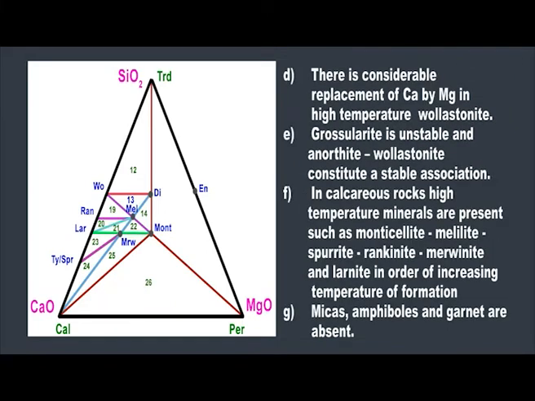D. There is a considerable replacement of calcium by magnesium in high temperature wollastonite. E. Grossularite is unstable, and anorthite and wollastonite constitute a stable association. F. In calcareous rocks, high temperature minerals are present such as monticellite, melilite, spurrite, rankinite, merwinite and larnite, in order of increasing temperature of metamorphism. G. Micas, amphiboles and garnets are absent.